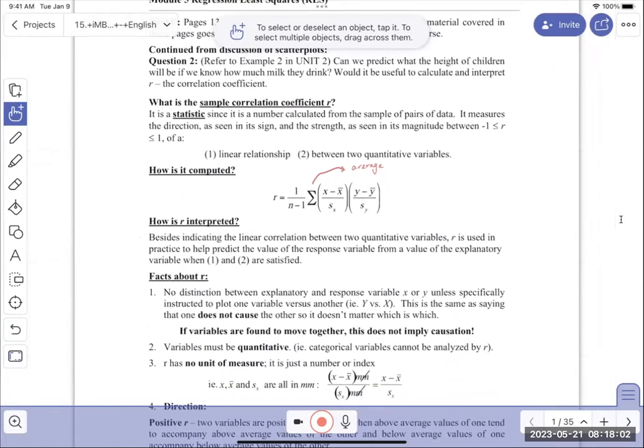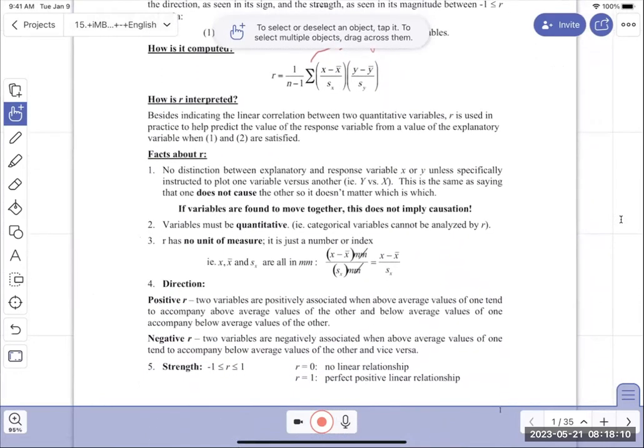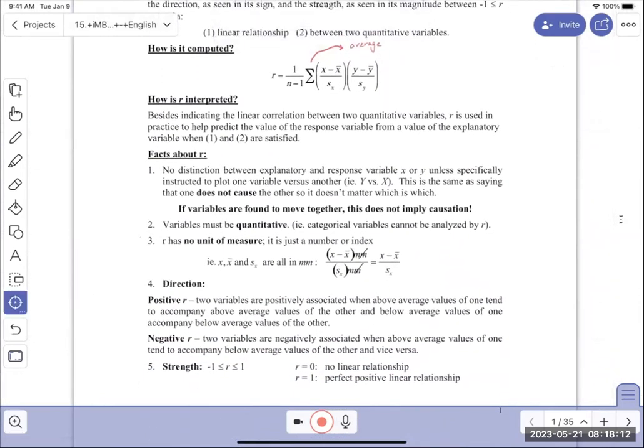So what about R? It doesn't matter which one is explanatory and which one is the response when I calculate R. I'm treating X and Y identically. They get the same treatment in this calculation.